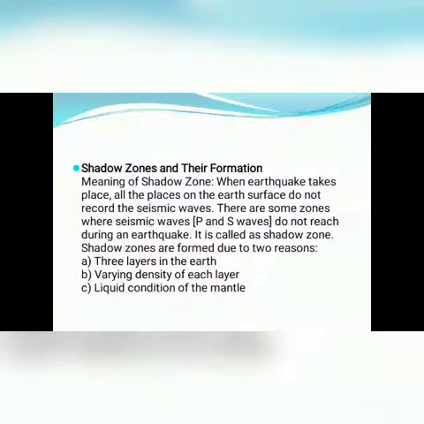Next is the emergence of shadow zones. Meaning of shadow zones: when an earthquake takes place, all the places on the earth's surface do not record the seismic waves. There are some zones where seismic waves, P and S waves, do not reach during an earthquake. It is called a shadow zone. Shadow zones are formed due to two reasons: three layers in the earth, varying density of each layer, and the liquid condition of the mantle.